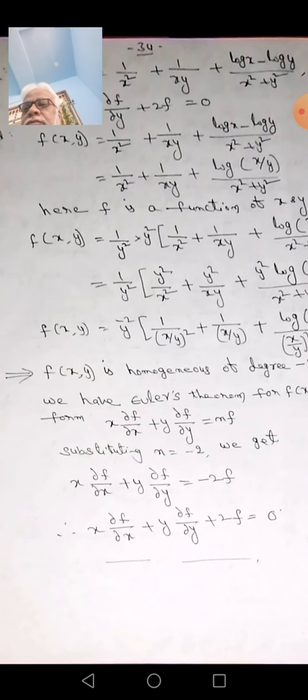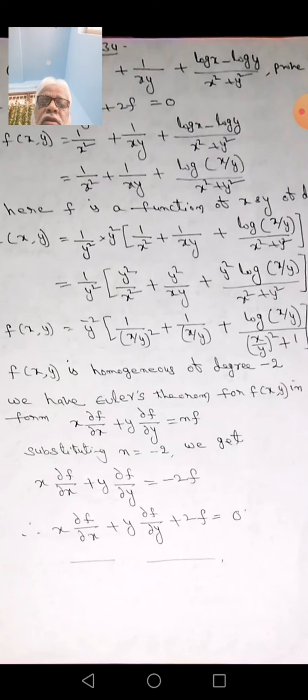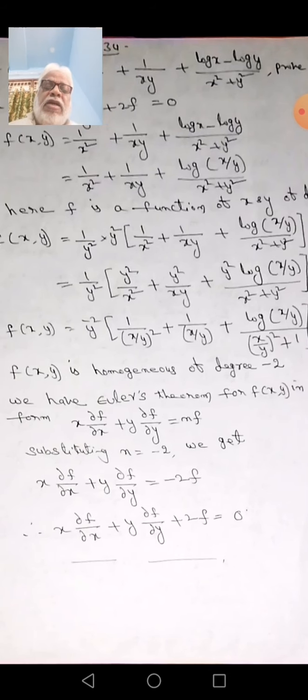We have Euler's theorem, that is x ∂f/∂x + y ∂f/∂y is equal to nf, where n is the degree. Here n is equal to minus 2. You see, why we change this by x/y, because the total equations are different ways. Wherever suppose there is a function for sin u, there is sin u and sin u.